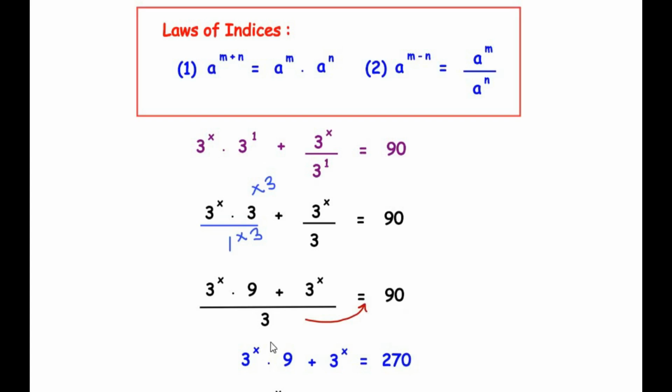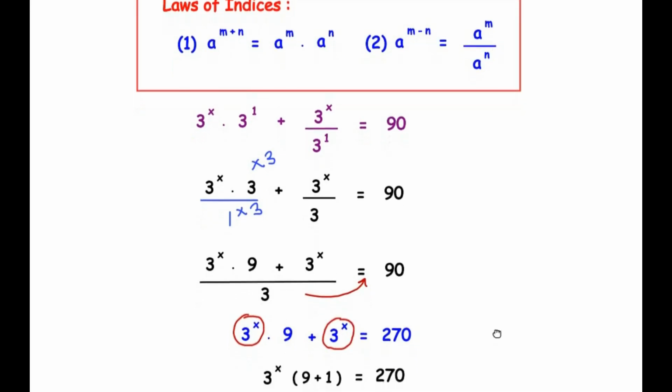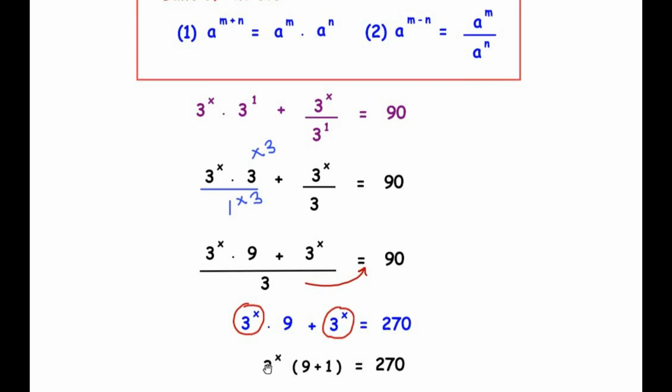Now we are going to factorize the left hand side. That is, we can see that 3 raised to x is a common factor in the first term and second term. So here we have written 3 to the power of x, we have taken it outside as a common factor. And from the first term, 9 has remained. Plus, now from the second term, we have taken 3 raised to x outside. So we get 1 as the remaining factor. So here we have got 3 raised to x times 9 plus 1 is equal to 270.